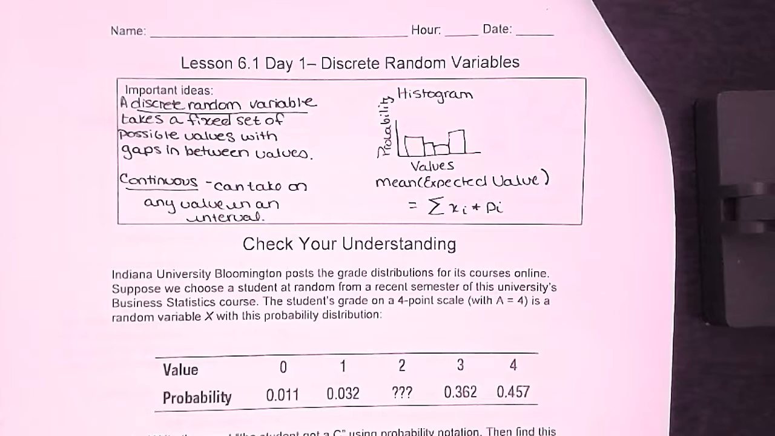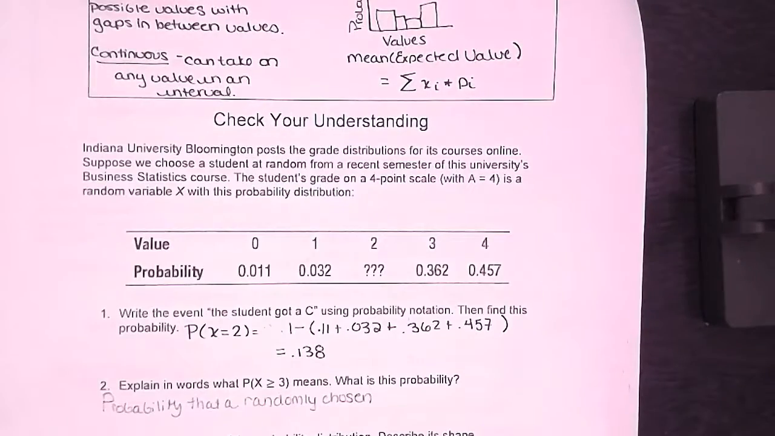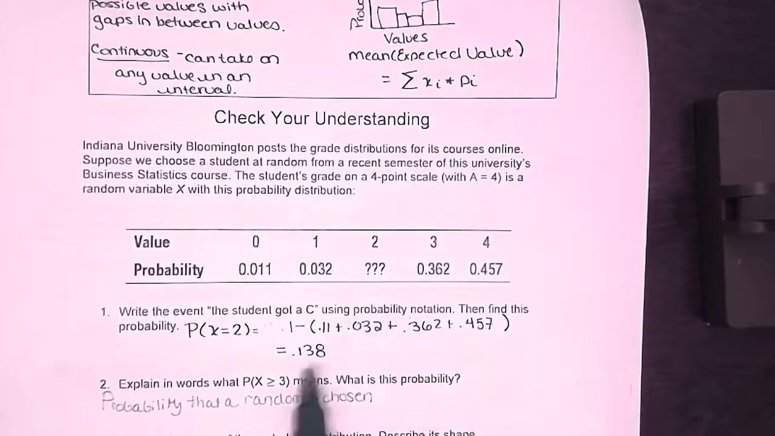If you want to, go ahead and pause the video and try to answer some of these questions by yourself. All right, Indiana University Bloomington posts the grade distributions for its courses online. Suppose we chose a student at random from a recent semester of its university's business statistics course. The student's grade on a 4-point scale, with A equal to 4, is a random variable with a probability distribution as follows.